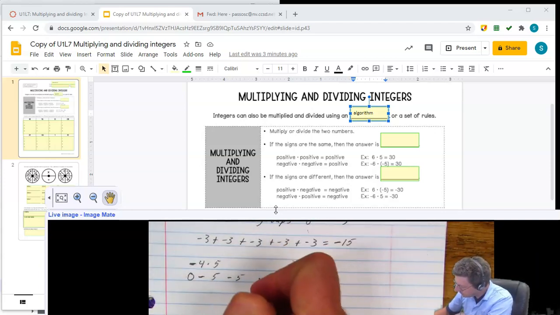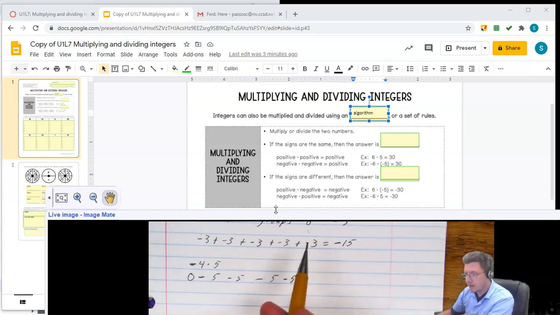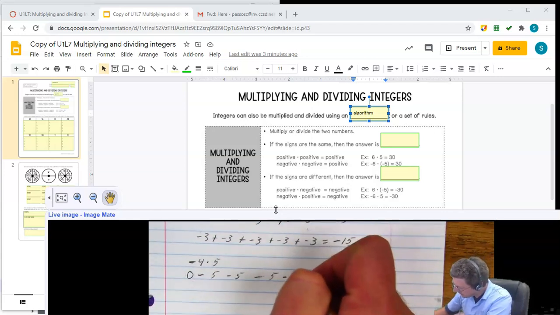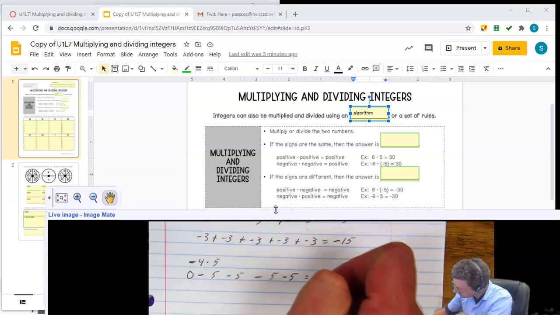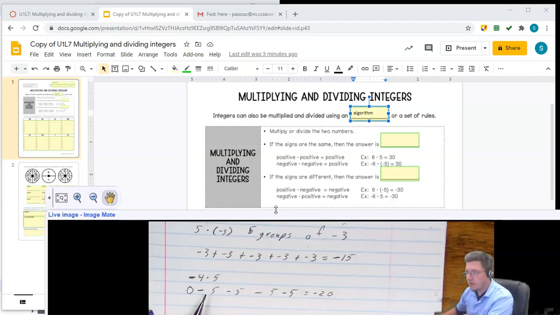So if we think of the first number as groups, and if it's positive, then we're adding groups, and if it's negative, we're removing groups, then we should see that this is negative 20. So if we have a positive times a negative, or a negative times a positive, that's going to give you a negative answer.